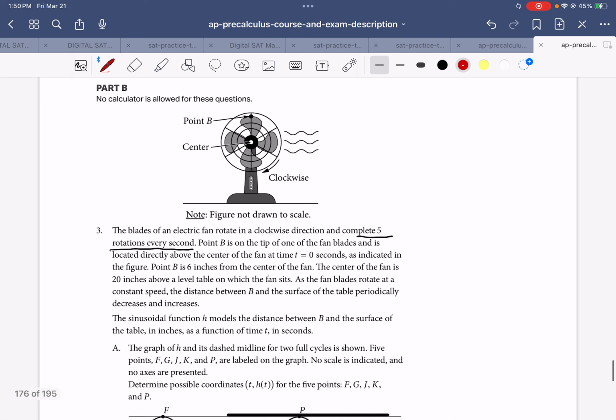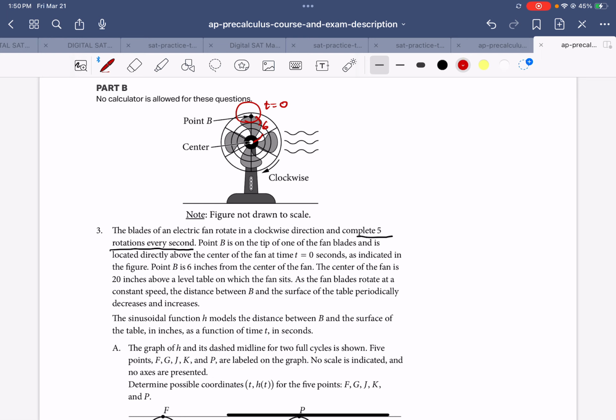Point B is located right here, on the tip of one of the fan blades, and it is located directly above the center of the fan at t equals 0. So t equals 0 is located there. As indicated in the figure, point B is 6 inches from the center of the fan. So this is 6 inches right here from the center.